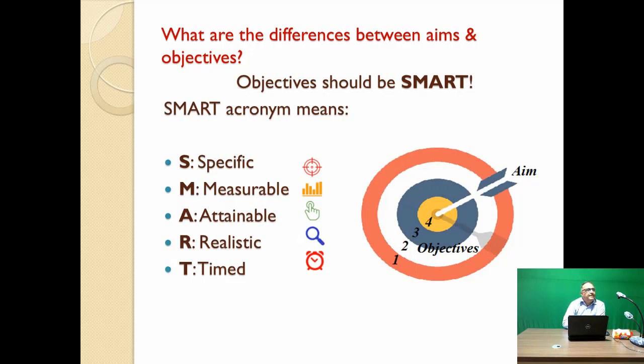We can see in this slide that we can use the acronym SMART to describe the objectives of a research. S means specific, M means measurable, A means attainable, R means realistic, T means timed. And the figure in this slide shows the difference between the aim and objectives of a research.